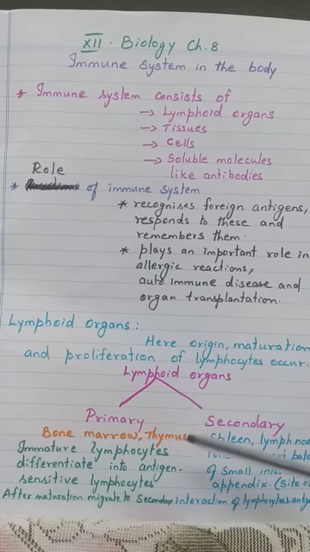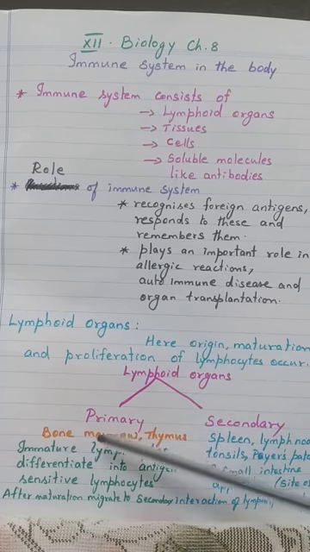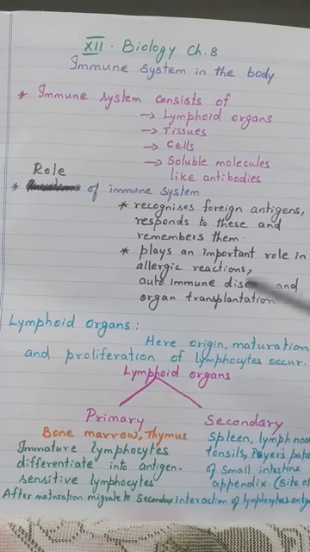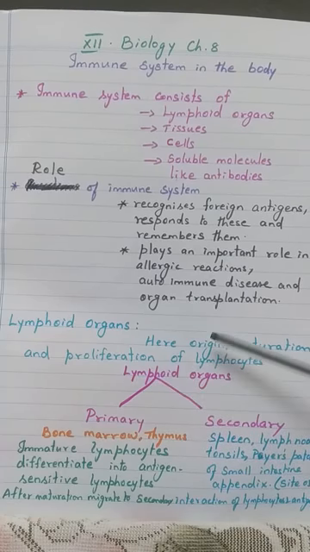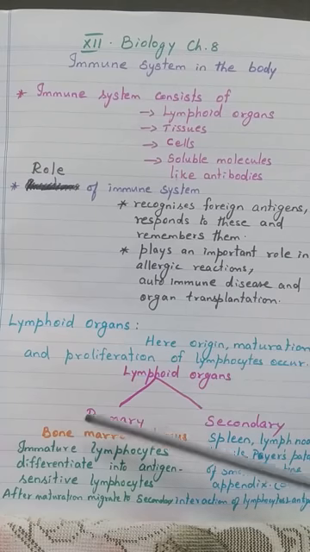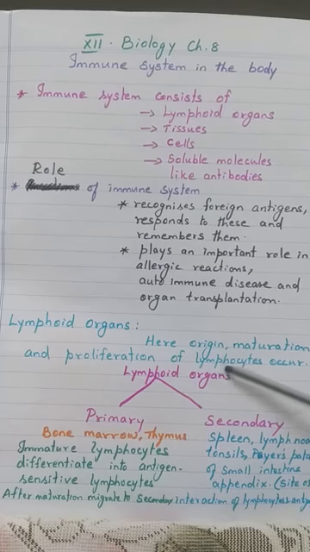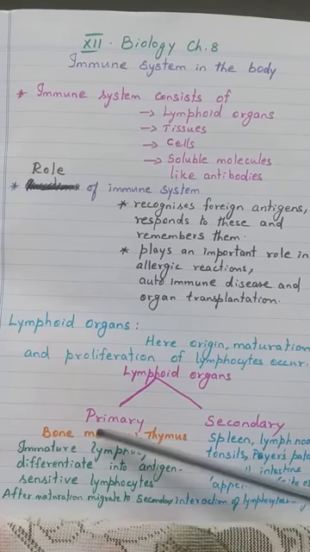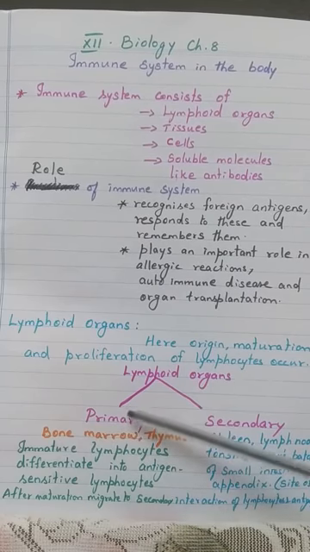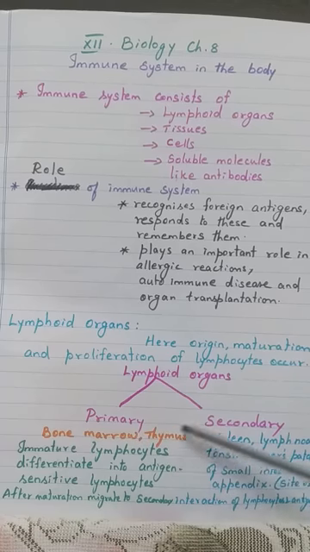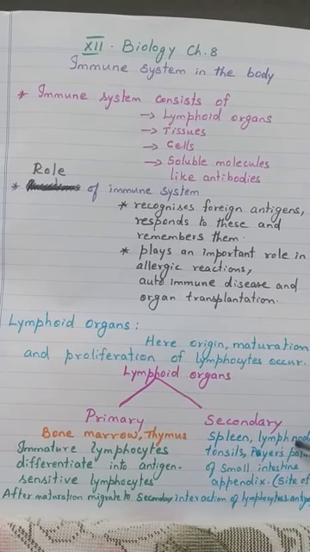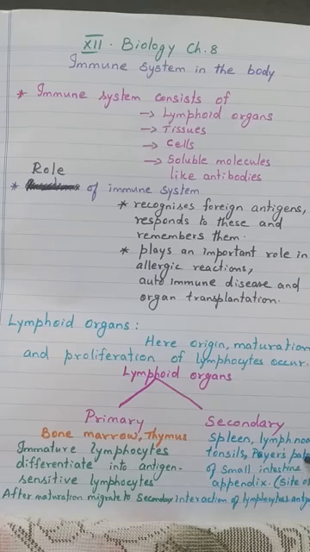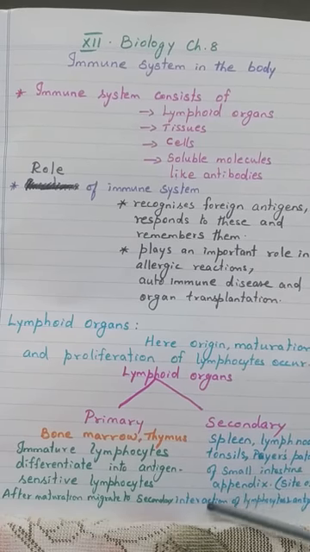Various lymphoid organs are primary lymphoid organs and secondary lymphoid organs. Here in lymphoid organs, origin, maturation and proliferation of lymphocytes occur. The primary lymphoid organs are bone marrow and thymus, and the secondary lymphoid organs are spleen, lymph nodes, tonsils, Peyer's patches of small intestine and appendix.